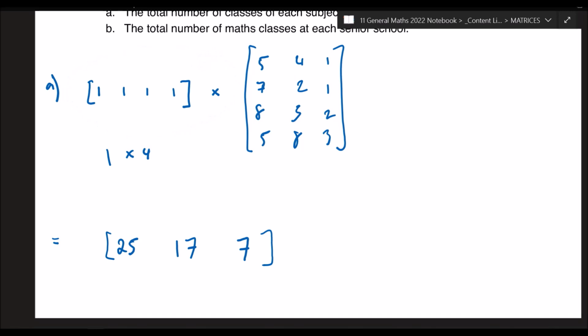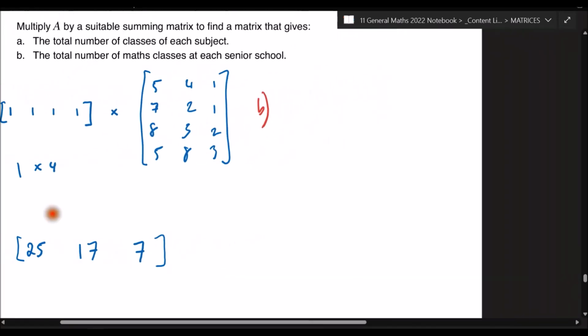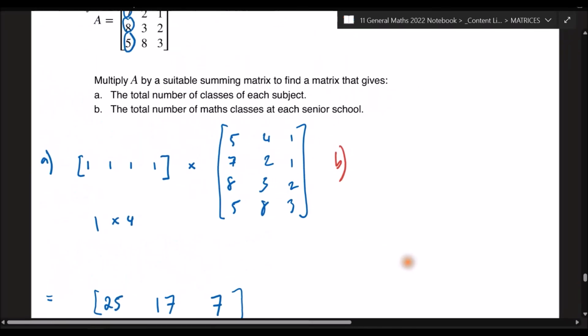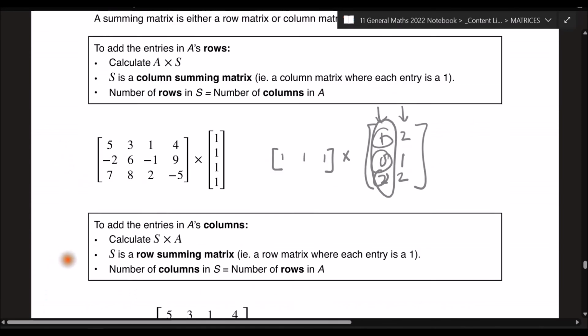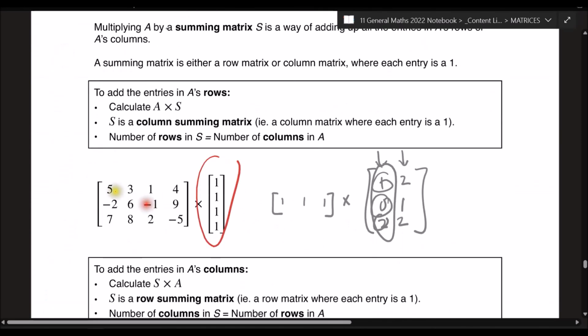Okay, for B, the total number of math classes in each of the senior schools. So for each of the schools here, total number of math classes, what you're adding now is the rows. So if I'm adding the rows, what am I going to do? You're using a column matrix if you want to add all of the rows. So it's a column matrix on the right.